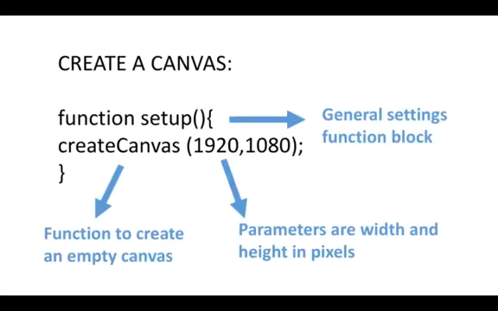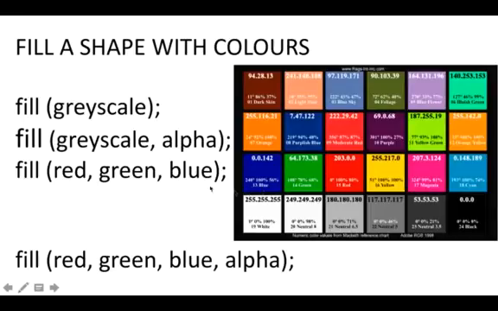Let's start by giving an example of how to start coding using this programming language called p5.js. If you want to create a canvas to start creating a drawing, for example, you can start by using a function called setup, where you can give instructions on the general settings in a function block. In this function block, you indicate some parameters inside another function that is inside this block of the settings. The function is very easy to understand, it is createCanvas, and the parameters are the width and the height in pixels.